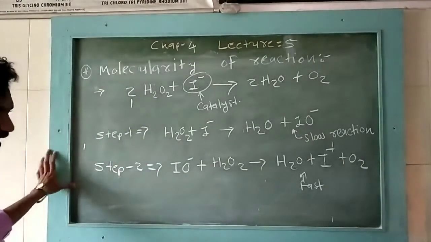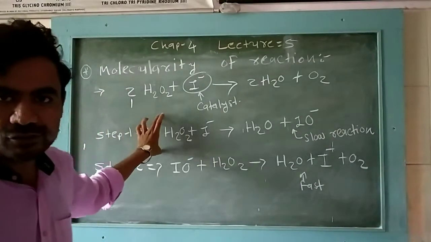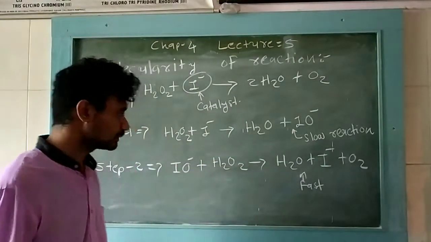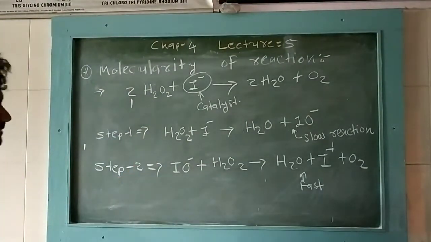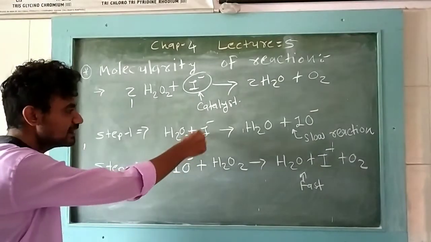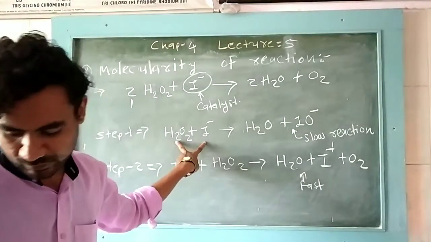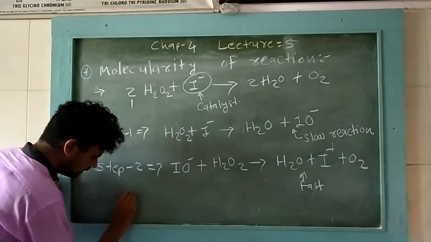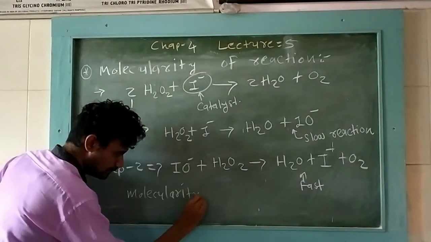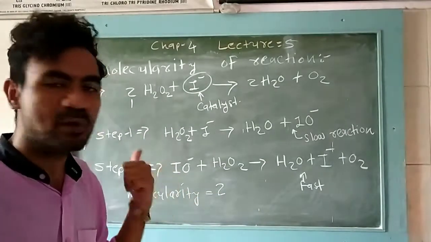So like I said previously, find out the slow step. Our first step is the slow one. In that you can see that two molecules are reacting here: one is H2O2 and one is I minus. So the molecularity here is 2. Here I am writing molecularity is equal to 2, and the reaction is called a bimolecular reaction.